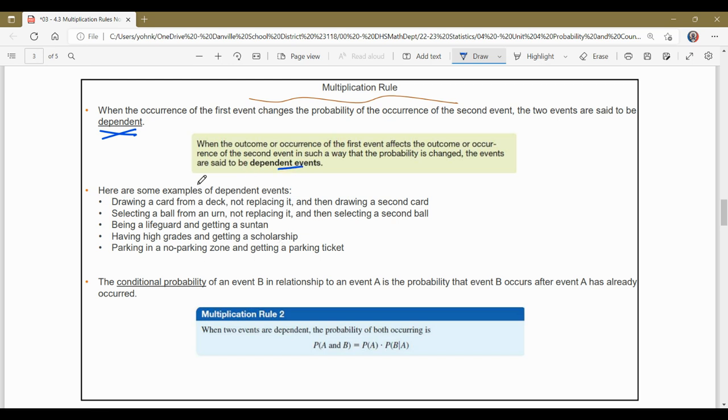So here's some examples of dependent events: drawing a card from a deck, not replacing it, and then drawing a second card. Because you are not placing the card back into the deck and resetting the deck, you are affecting the outcome of anything else that happens. Selecting a ball from an urn, not replacing it, and then selecting a second ball, same idea. Third one, being a lifeguard and getting a suntan. Chances are being a lifeguard is going to affect the color of your skin, and so those 2 events are called dependent.